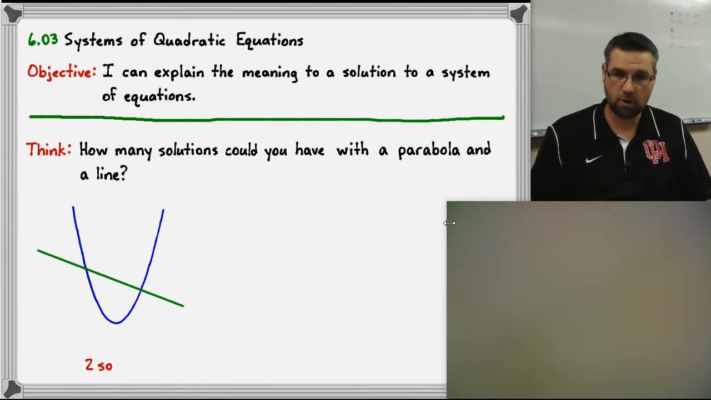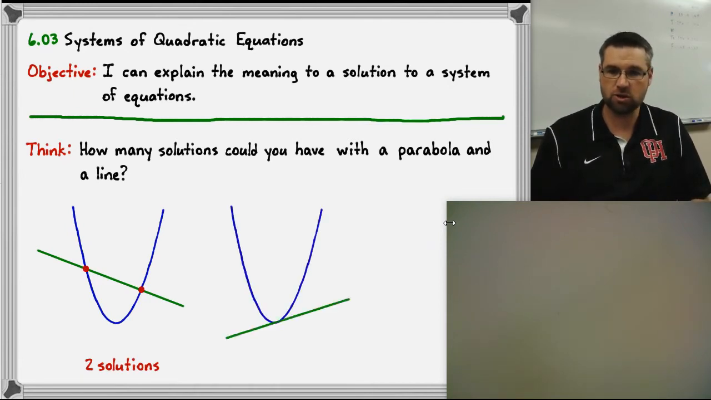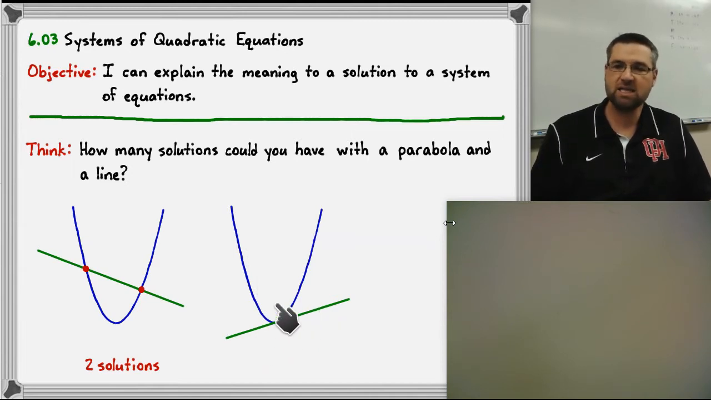But I could also have one solution. Okay, so that's two solutions. I could have one solution. So there's a parabola and another function, a line. These intersect at exactly one point. And by the way, this line is called a tangent line to this parabola because it intersects it at exactly one point. It just skims off of it. That's actually a pretty major calculus concept. Hopefully someday you'll get to see that in action in a calculus class. But there's one solution there.